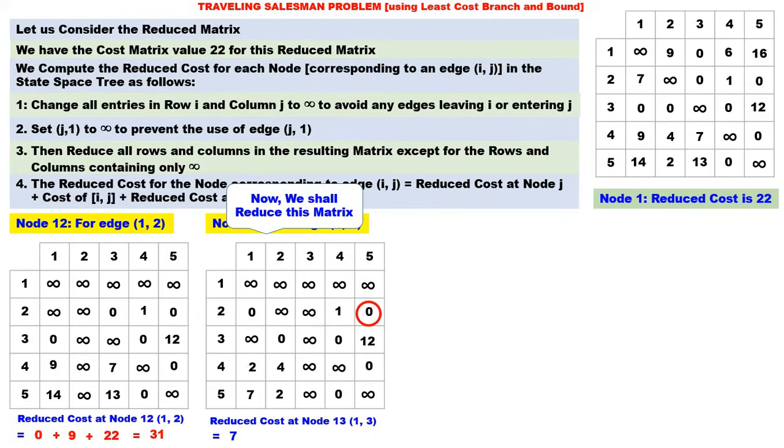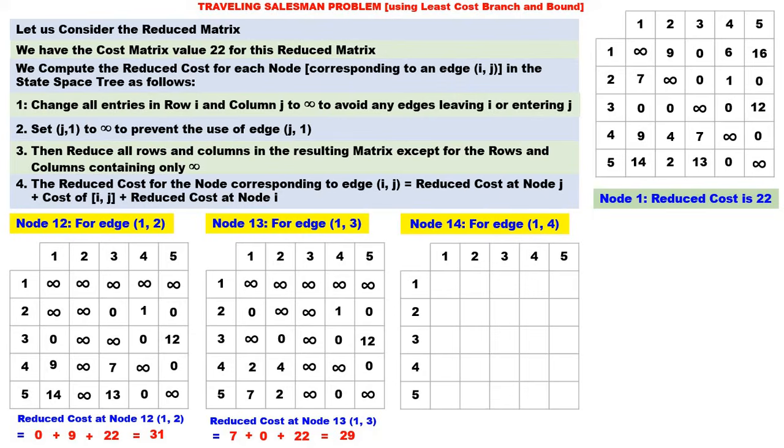Therefore, we have done the row reduction and the column reduction, and the reduced cost is 7. So, we have got the reduced cost for 1, 3 as 7. Now, we should find what is the cost of 1, 3 in the reduced matrix. So, what is the cost of 1, 3? It is 0. So, 7 plus 0, plus what is the reduced cost? 22. So, 22 plus 7 is 29. Very good.